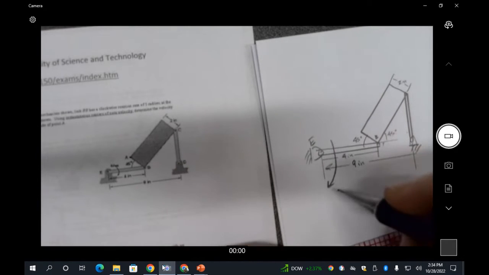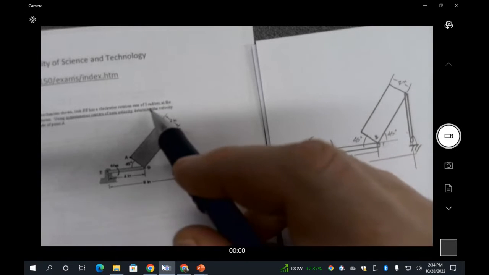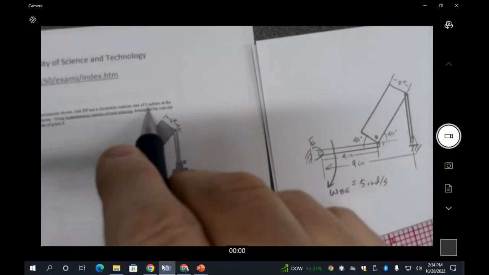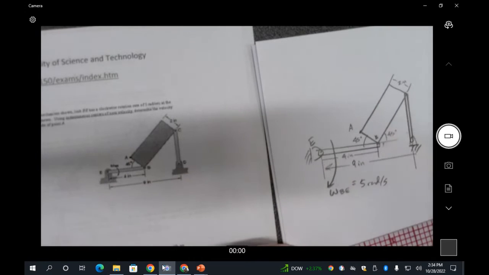And this, we'll call it omega BE, is 5 radians per second, in itty bitty words right there. And this is point A. And I think that's what we're trying to find, is A. And this is C, and this is D. But maybe just redrawing this part out right here just a little bit bigger.